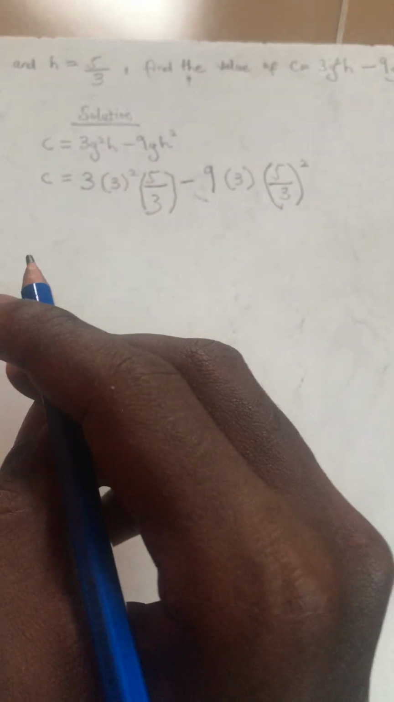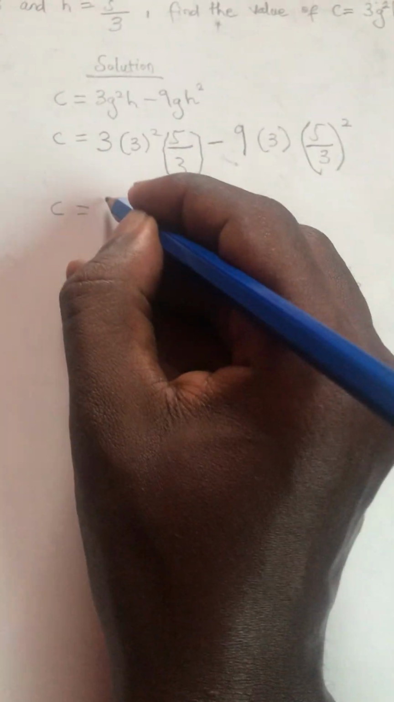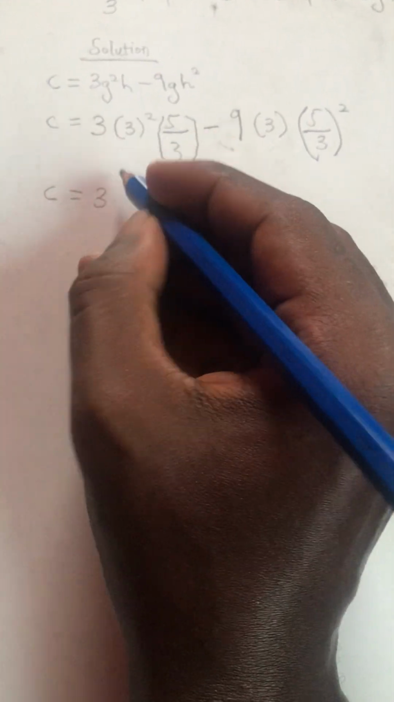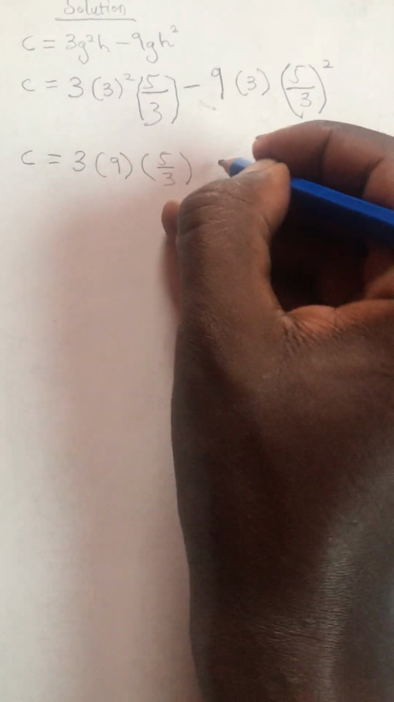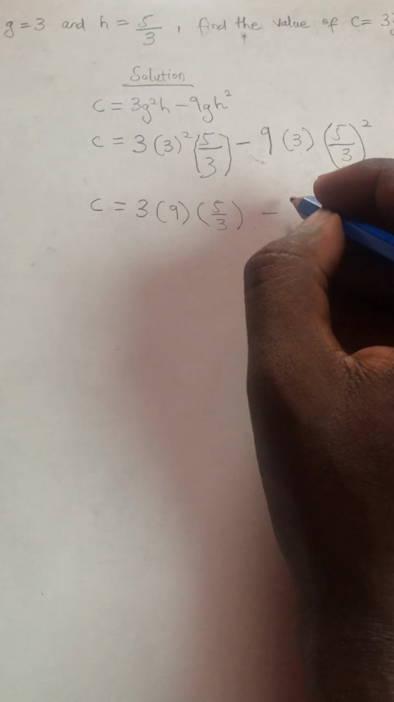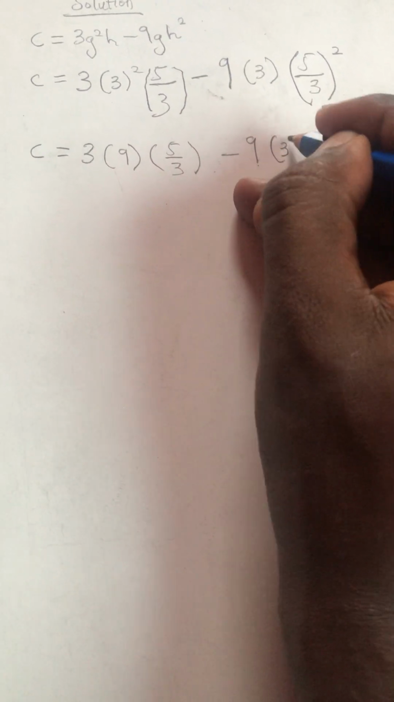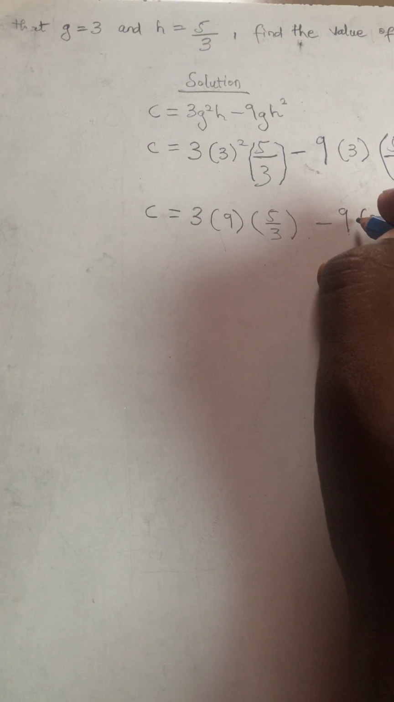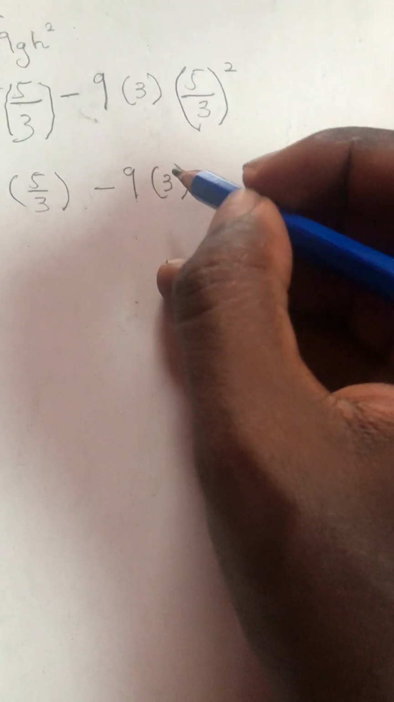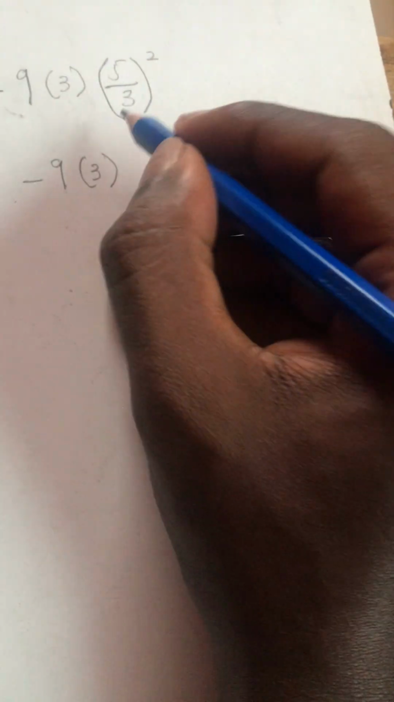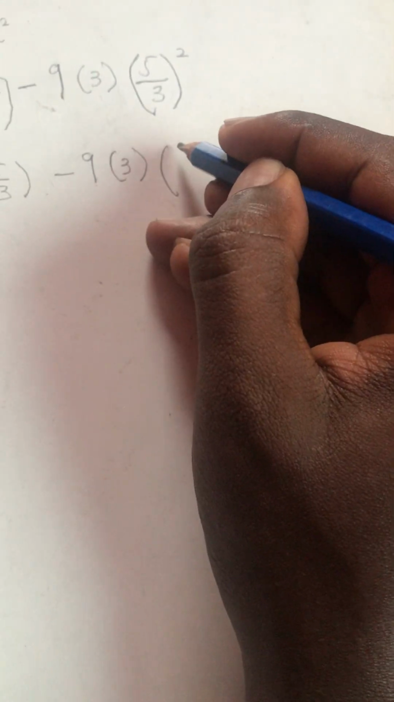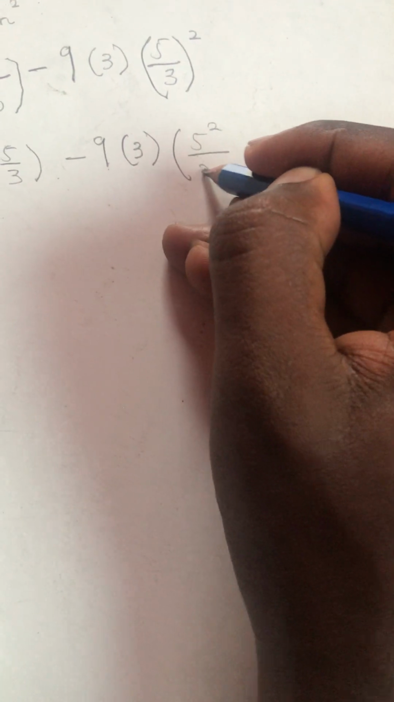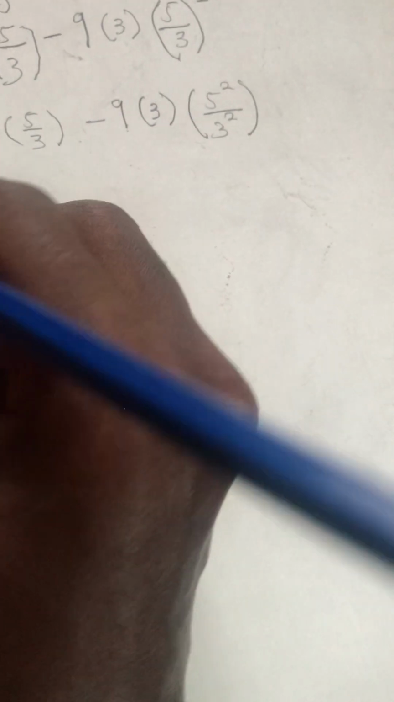So we are going to simplify. We have C equals 3 multiplying 3 squared, which is 9, multiplying 5/3, minus 9 multiplying 3, multiplying the fraction 5/3 squared. Here, 5/3 squared gives us the fraction 5 squared over 3 squared, because the square affects the entire fraction.